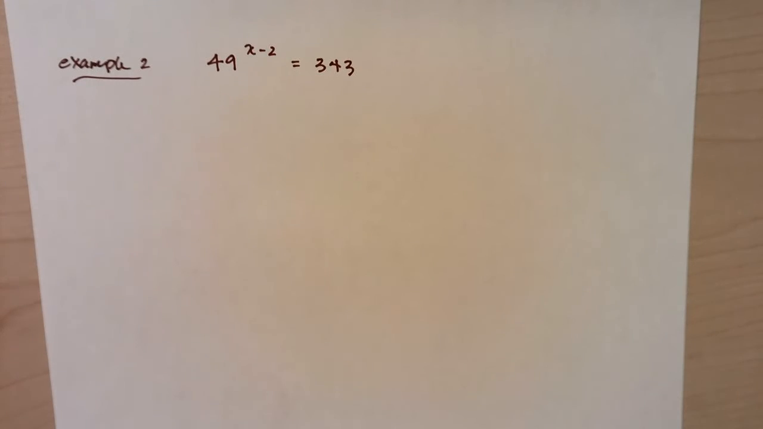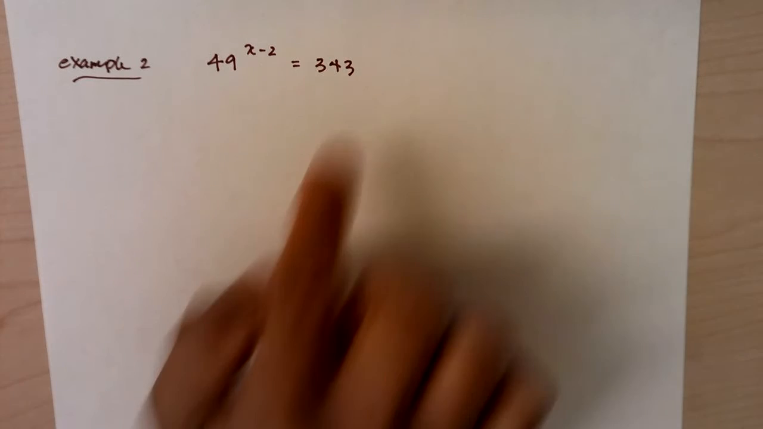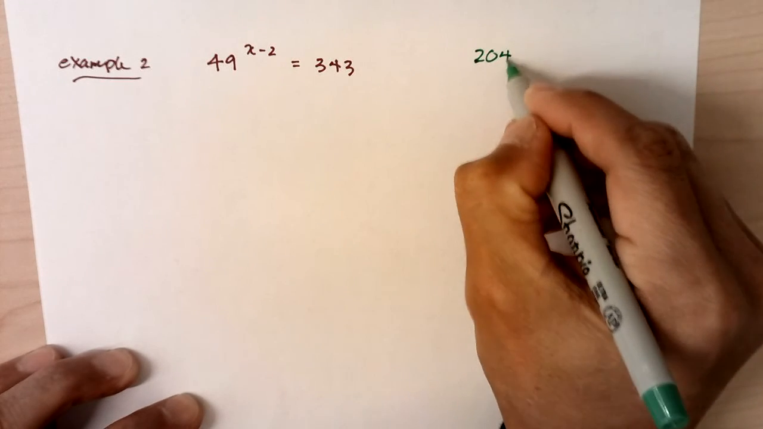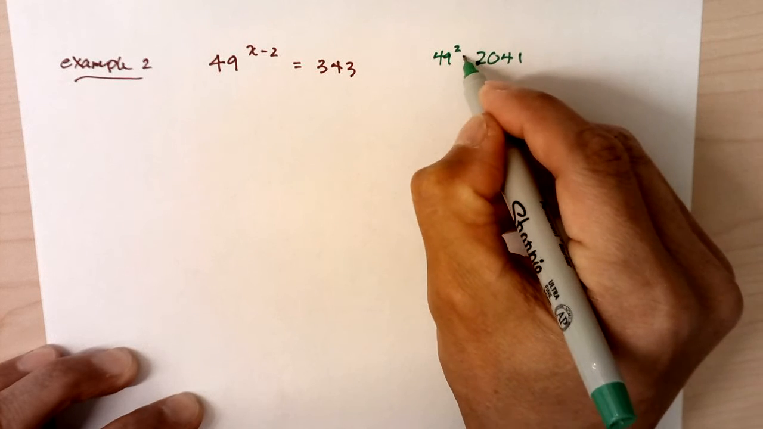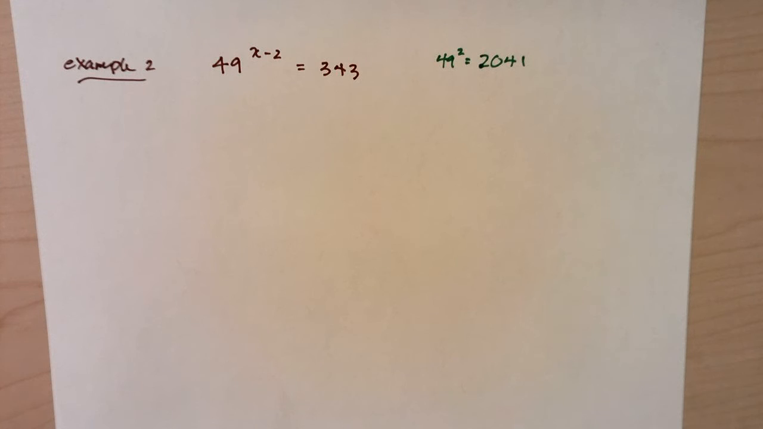On example 2, again, we don't have the same base. The base on each side of the equation, on the left side, it's 49. On the right side, it's 343. So like I said on the last example, try to look at the smaller base, 49, and see if you can rewrite 343 in terms of 49 to some exponent. So again, just using your calculator, you might try 49 squared. 49 squared is 2,041. So that doesn't work.